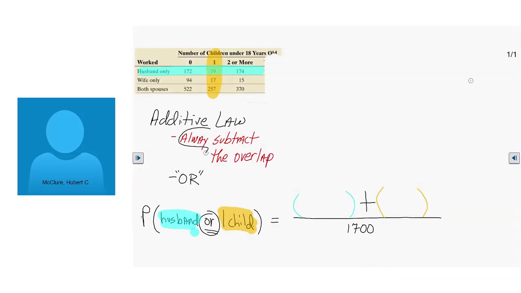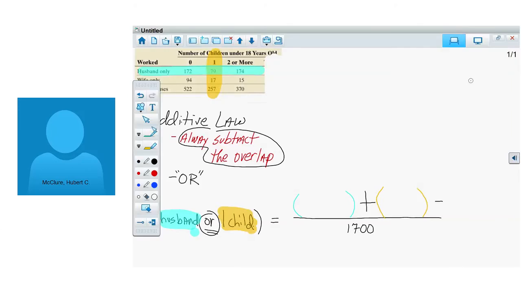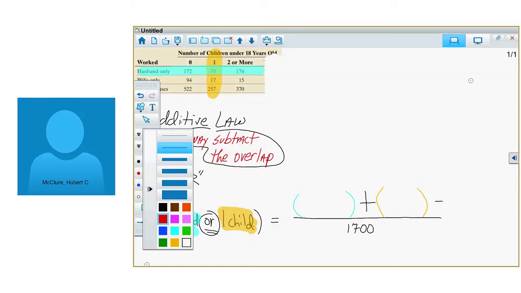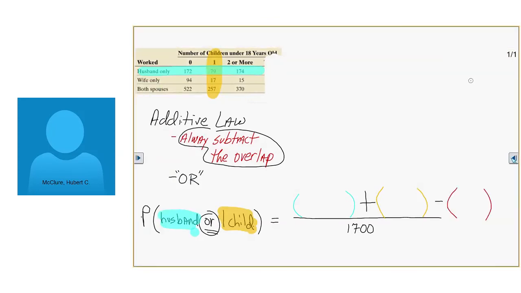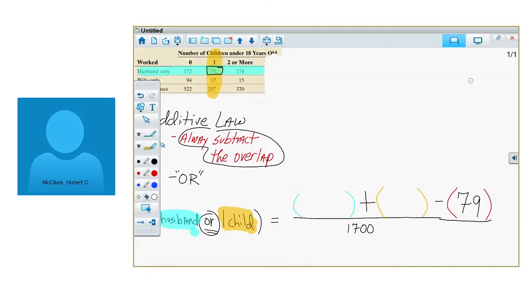And this rule right here says always what? Subtract the overlap. So I'm going to put a subtraction symbol, and I'm going to take my red marker and put the overlap in red parentheses because it's overlap. So the overlap would be 79. Why is 79 the overlap? Because that's where the two highlighters overlap. So this kind of looks like a green, so we'll take our green marker and change that 79 to a greenish color.